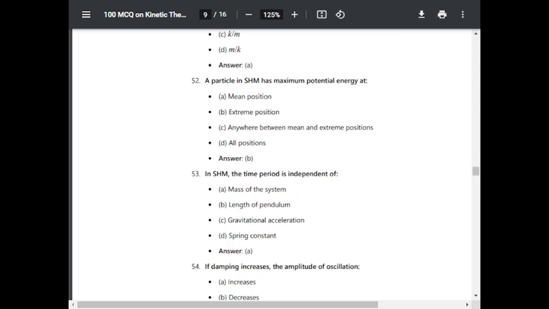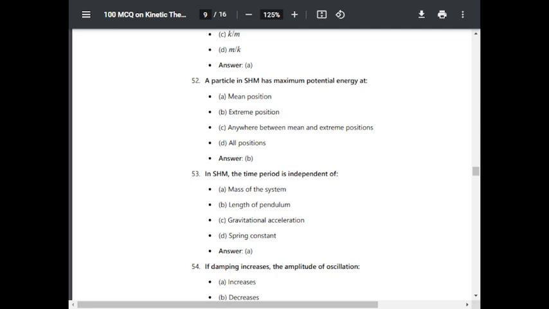Option A is correct. Question number 52. A particle in SHM has maximum potential energy at: option A, mean position; option B, extreme position; option C, anywhere between mean and extreme position; D, all positions. The correct answer is B, at extreme position. The particle in SHM has maximum potential energy at extreme position.